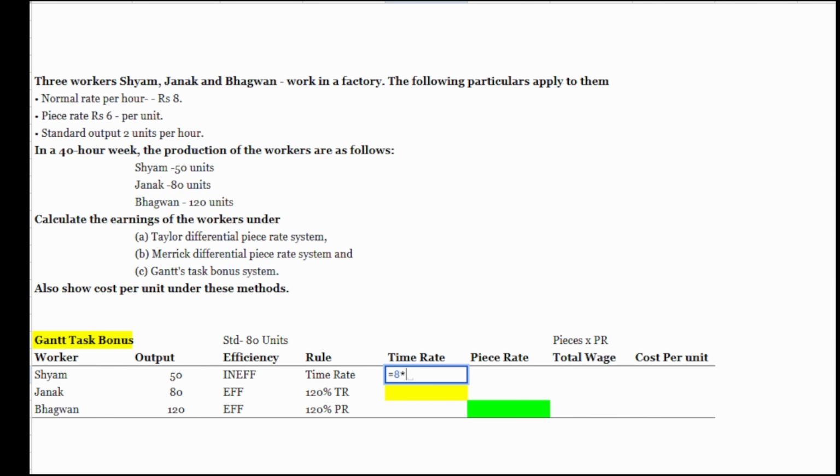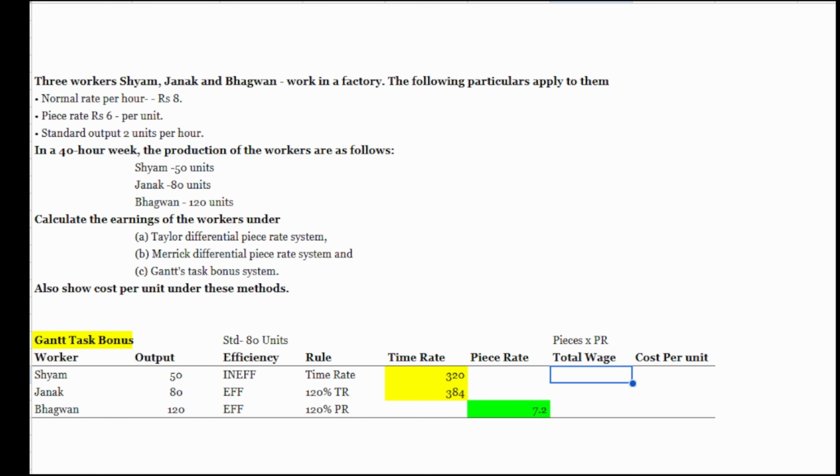So the normal time rate per hour is 8. So 8 per hour multiplied by the 40 hours they worked. So he will get 320. In case of Janak, he also worked for 40 hours and time rate is 8, but there is also a premium of 20%. In case of Bhagwan, he will get a piece rate of 7.2.